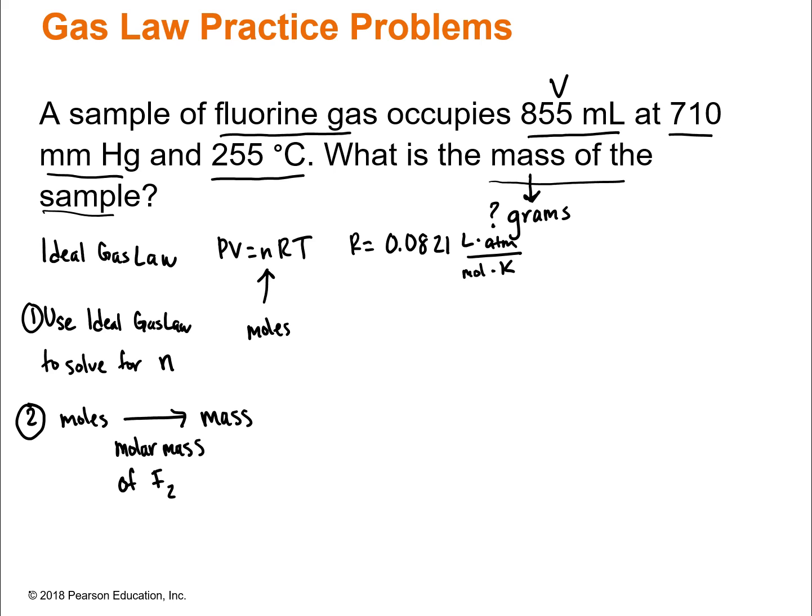So let's do all these variables. I'm feeling a little colorful today, so let's do something different. We've got 855 milliliters as our volume. That needs to be in liters. Divide by 1,000, and that gives you 0.855 liters.